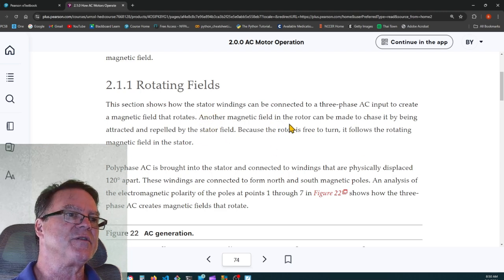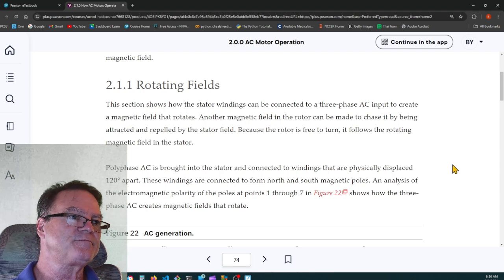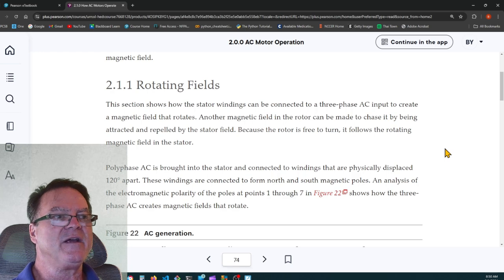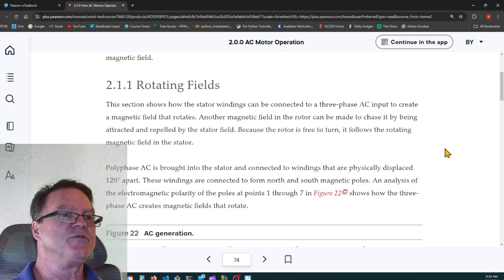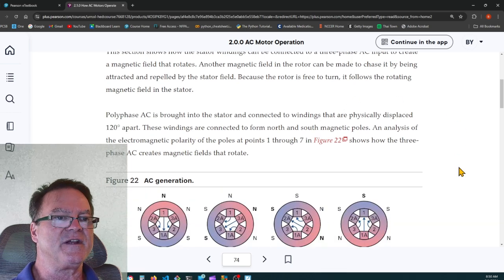This section shows how the stator windings can be connected to a three-phase AC input to create a magnetic field that rotates. Another magnetic field in the rotor can be made to chase it by being attracted to and repelled by the stator field. Because the rotor is free to turn, it follows the rotating magnetic field in the stator.